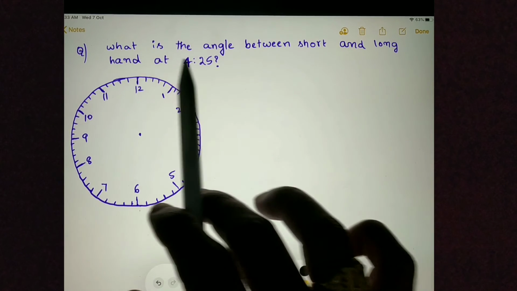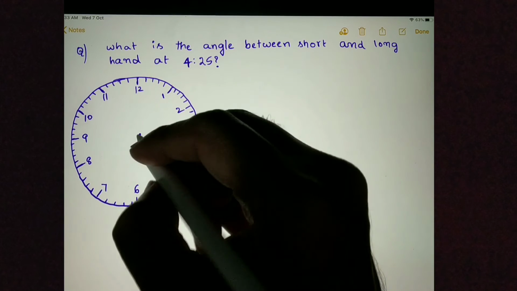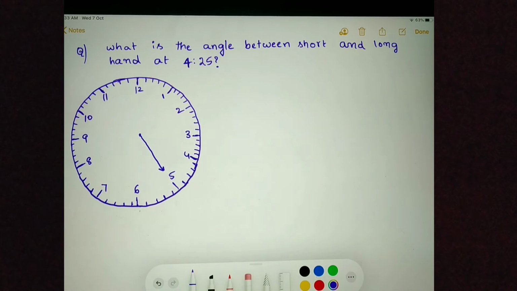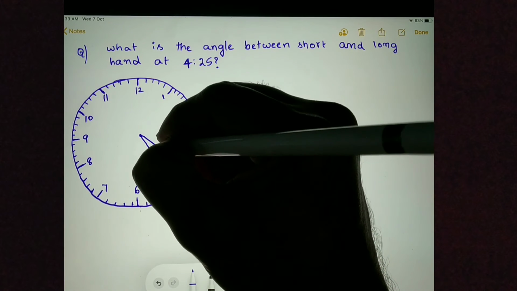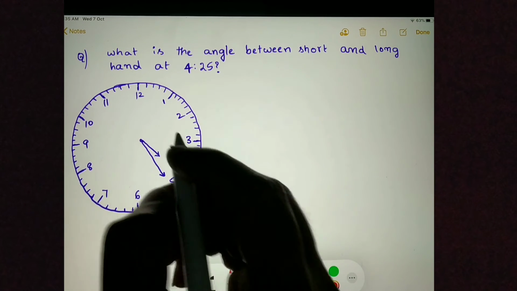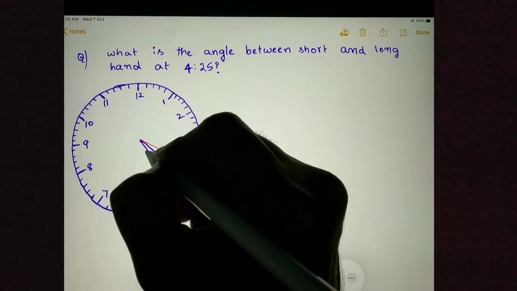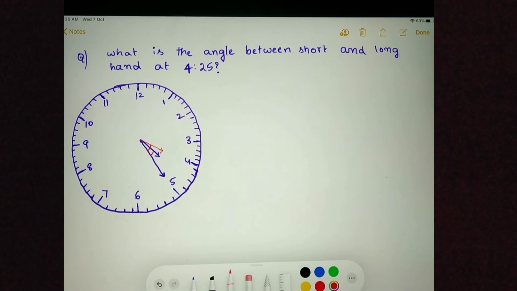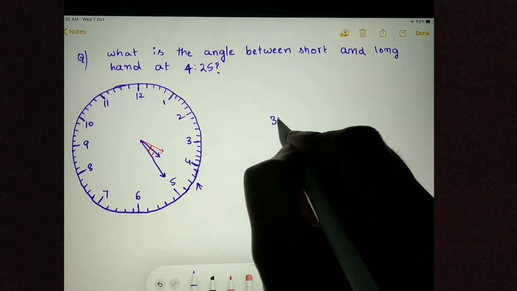Next question, what is the angle between short and long hand at 4:25? At 4:25 long hand will be exactly at 5. Short hand will be somewhere between 4 and 5. At 4 o'clock short hand will be exactly at 4. Now we need this angle. We already know this angle, and what is that angle? That angle is the number of hour spaces. Here we have only 1 hour space in between 4 and 5, so that is 30 degrees.